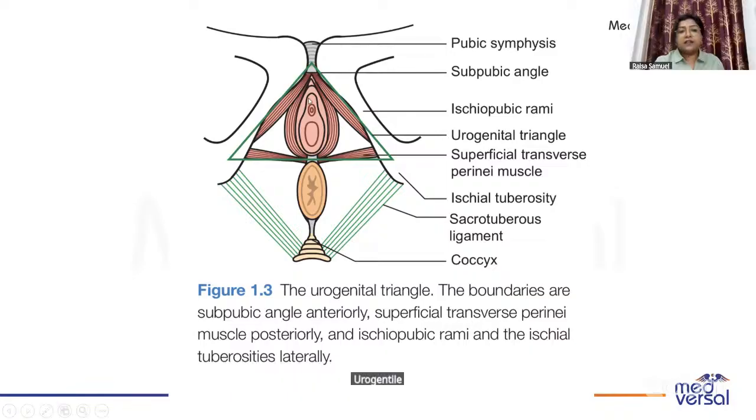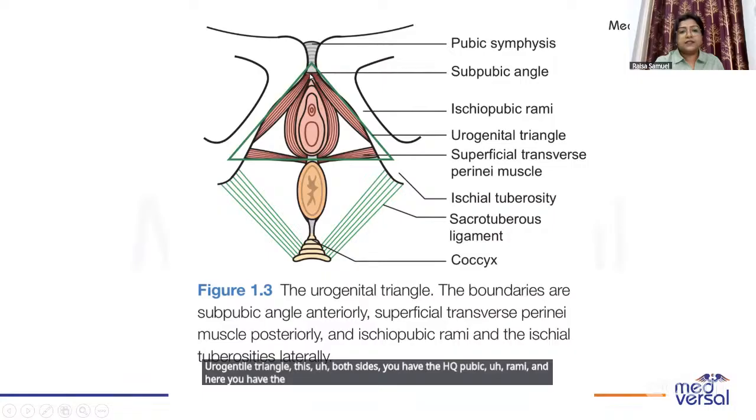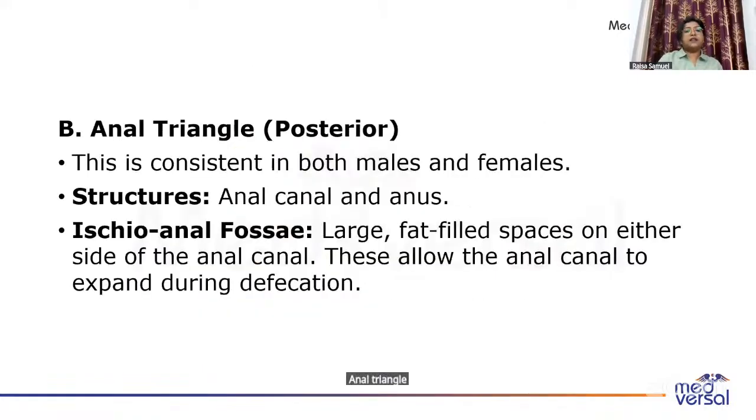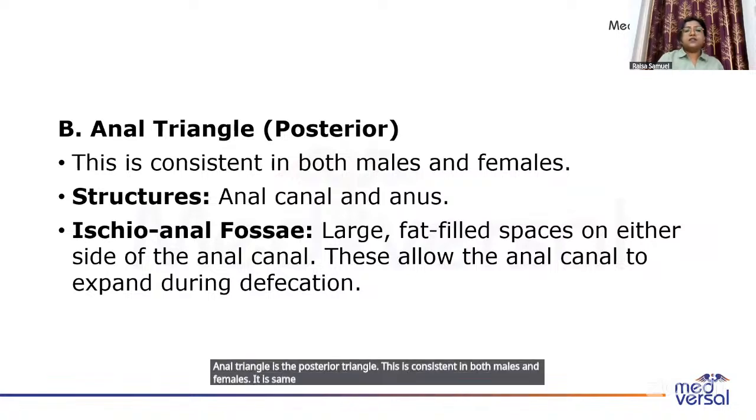Urogenital triangle: on both sides you have the ischiopubic rami, and here you have the pubic symphysis at the apex, and this is the imaginary line which is formed above the superficial transverse perineal muscle. The anal triangle is the posterior triangle. This is consistent in both males and females. It is the same.